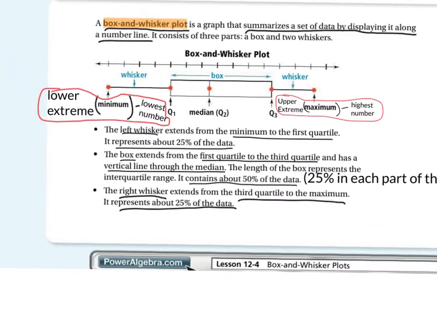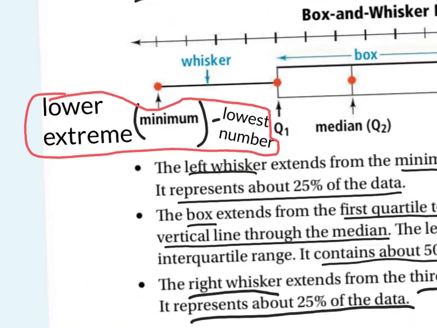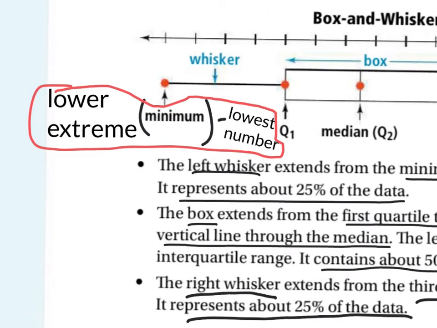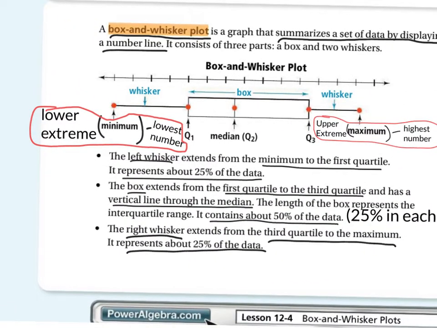And once again, when we go to make the box and whisker plot, we're going to have 5 points. We're going to find the median, the lower quartile, the upper quartile, and then we're also going to look at our lower extreme, sometimes called the minimum. That's the lowest number. And then we'll also look at our upper extreme or maximum, which is the highest number. Those 5 points will make our box and whisker plot.